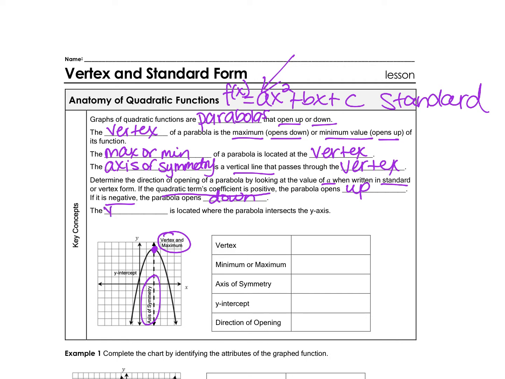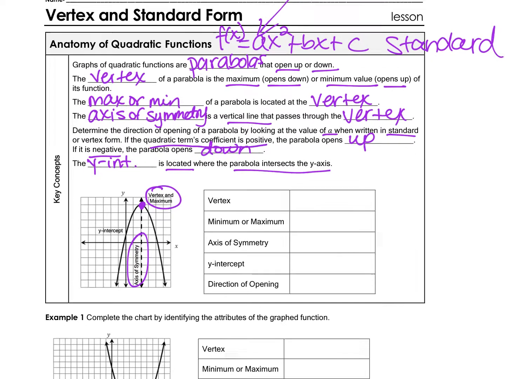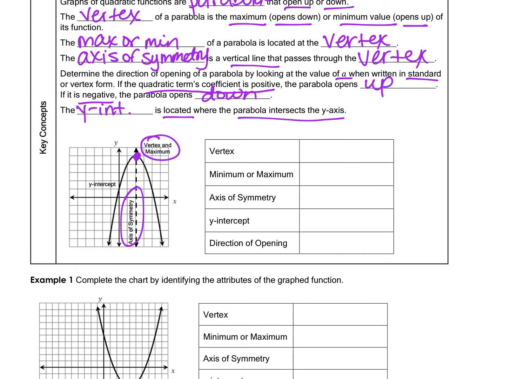And then the y-intercept is located where the parabola intersects the y-axis. So we're going to be finding a couple of things on your parabola. So we're given this graph. We want to find the vertex point. So notice that point is 1, 2, 3, 4, 5. And then you're determining if it's a max or a min.